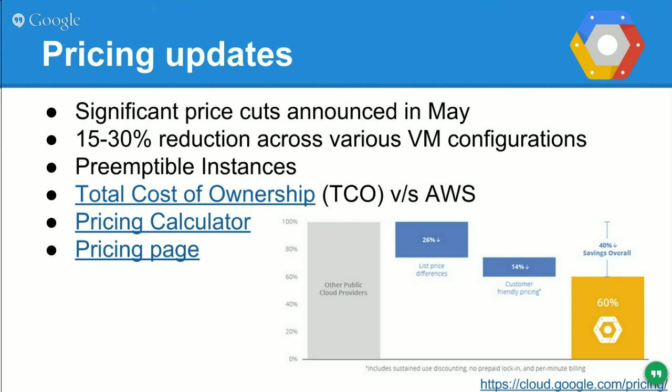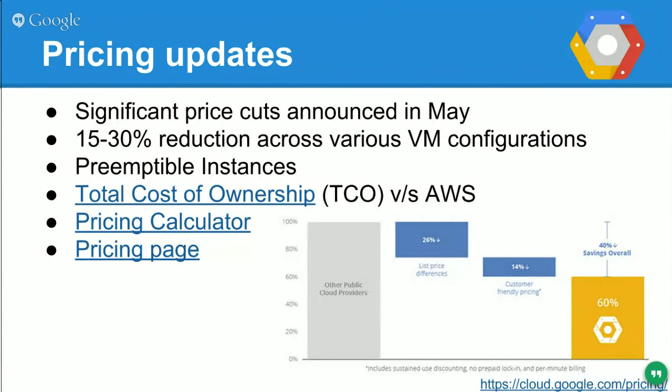Pricing. Of course, in order to keep up with Moore's law and all the talk around it, I think one of the key announcements in May brought down the prices significantly, especially for the Compute Engine instances, depending upon what kind of VM configuration you want. It ranged from 15 to 30%, which is quite significant.